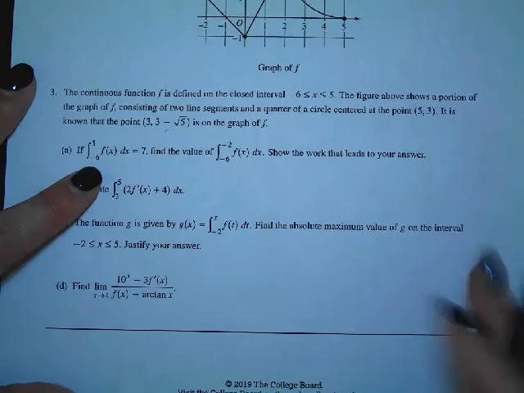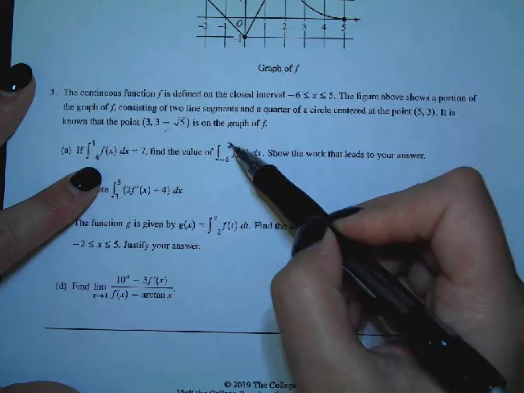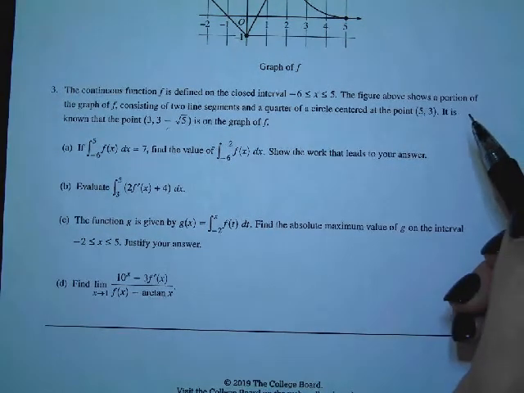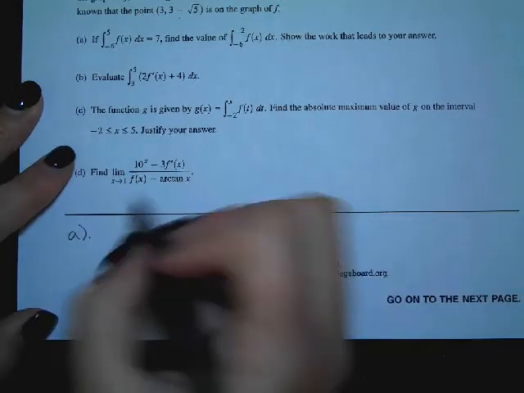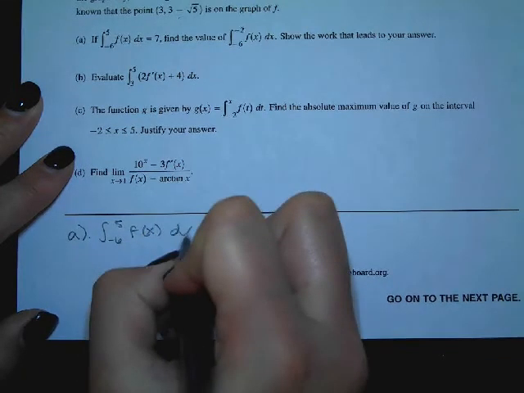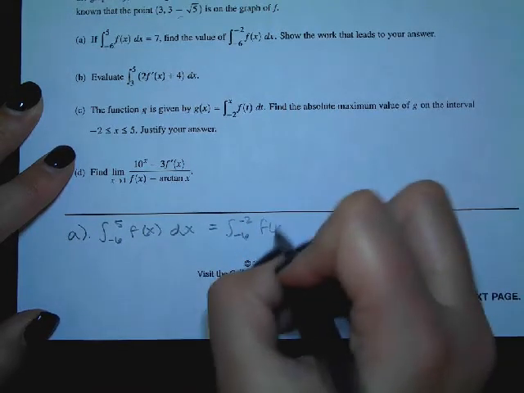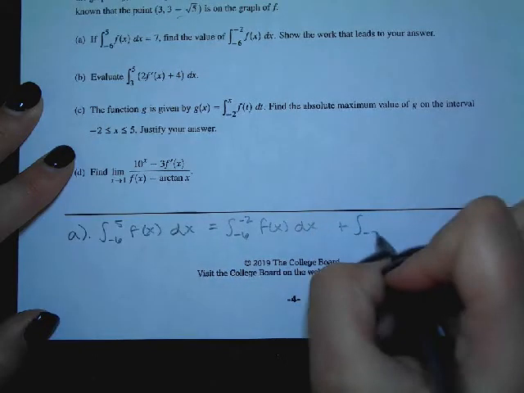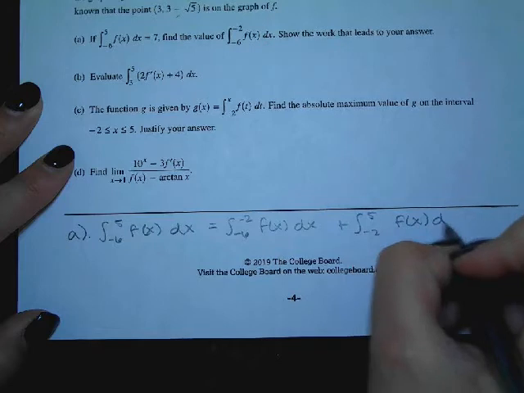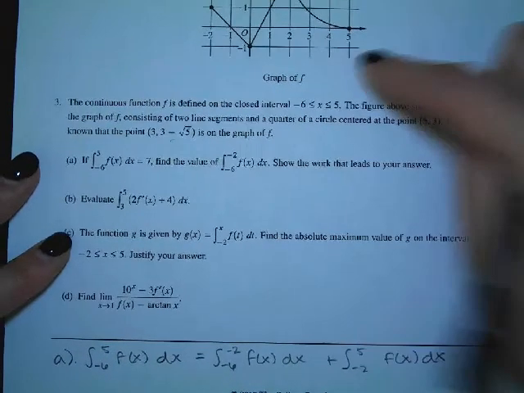They tell us that the integral from -6 to 5 is 7, and they want us to find the integral from -6 to -2, and then show the work that leads to our answer. So this is using properties of integrals. If you have the integral from -6 to 5, then that's going to be the integral from -6 to -2 plus the integral from -2 to 5. And that's why they give it to you the way they do: -2 to 5 is the picture. If you can find that, then you can solve the rest of it.